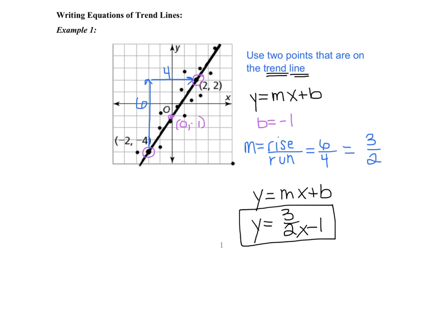Notice this example is the same answer as your review. I wanted to show you and compare the two different problems, one using a scatter plot and the other using 2 points of a line.